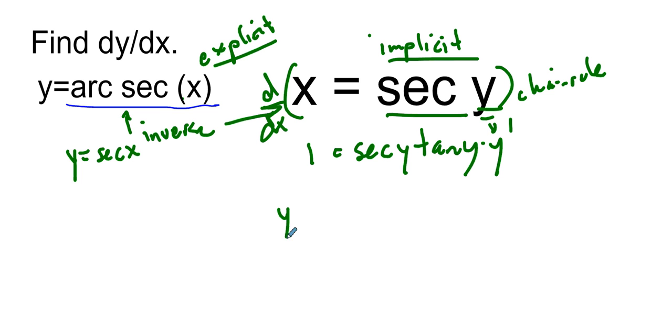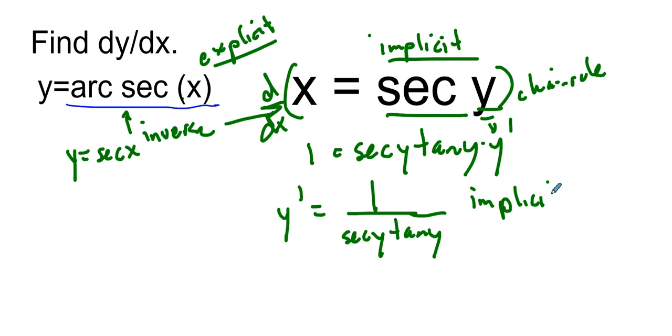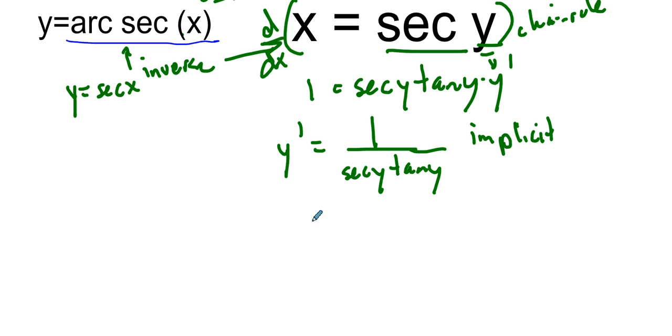And so now we know that Y prime actually equals 1 over secant of Y times tangent of Y. That's cool, that's awesome. Now, the question is, when we have secant of Y tangent of Y, how is this related? What is the derivative of arc secant? This is an implicit form. If you recall, we used a little substitution. Notice that secant of Y equals X. So we can use a little substitution: we know that X times tangent of Y.